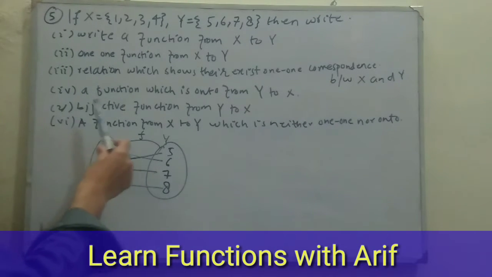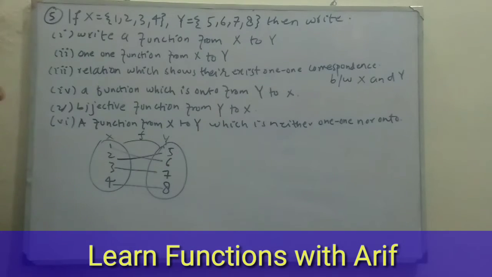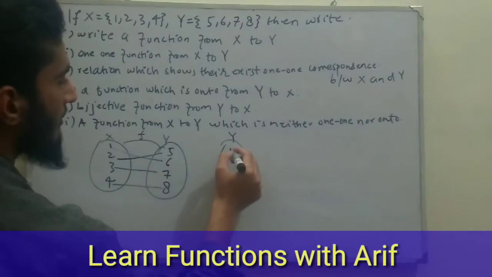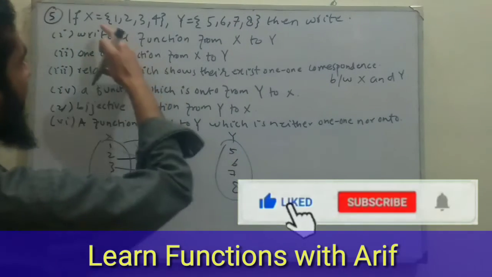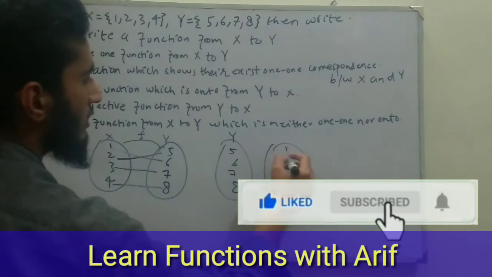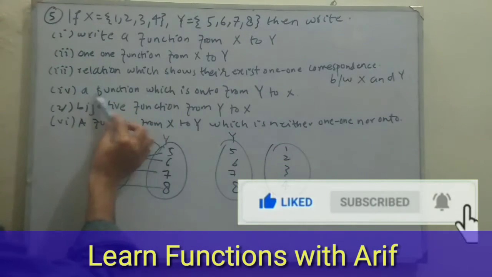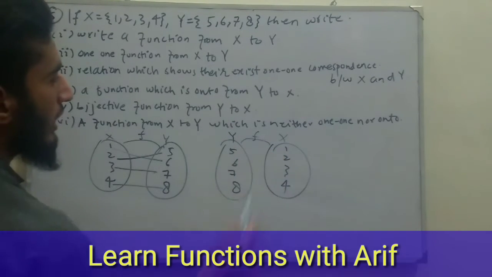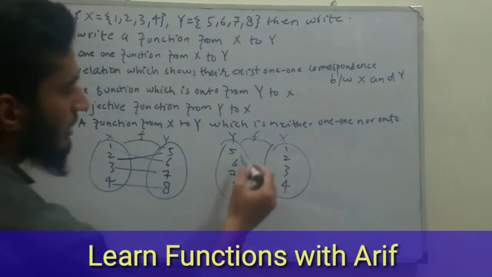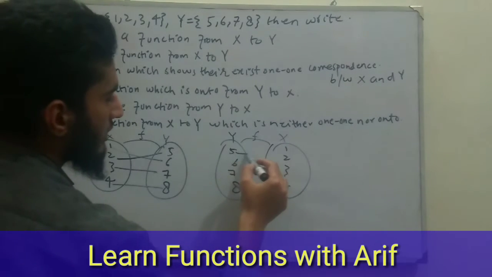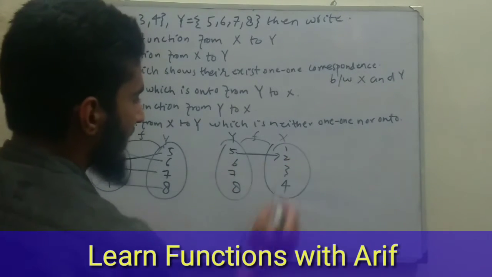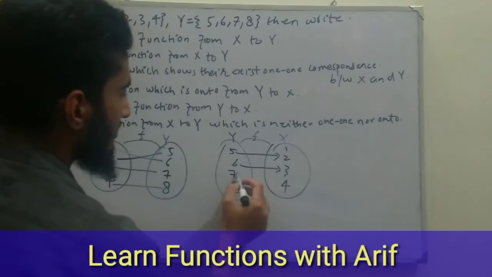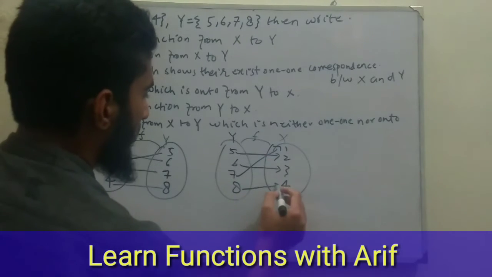Part 4 tells that write a function which is onto from y to x. So first we will take a y set over here. So y set is 5, 6, 7, 8 and x set is 1, 2, 3, 4. That tells that a function which is onto from y to x. So this is a function from y to x, and onto functions are those functions in which the domain is mapped with the range. So let's suppose 5 is mapped with 2, 6 is mapped with 3, 7 is mapped with, let's suppose, 1, and 8 is mapped with 4.